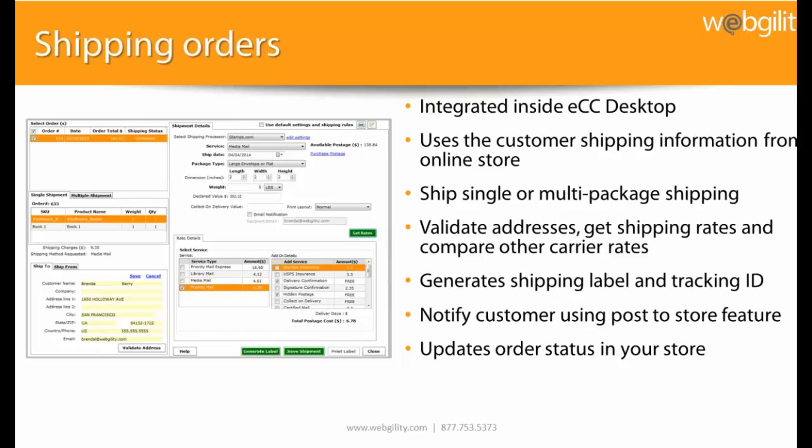And so when you generate a shipping label, that tracking ID is attached to the actual order, and you can utilize a feature called Post to Store, which notifies the customer that the order has shipped, changes the status to, let's say, shipped or completed, and depending on the features of your shopping cart, it can notify and trigger the shopping cart to send an email to your customer.